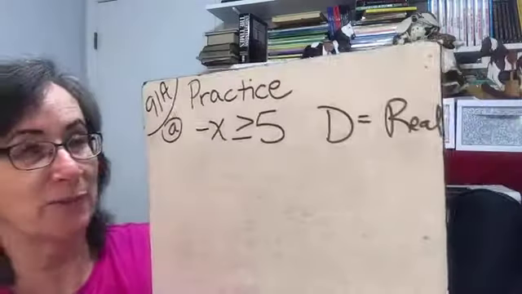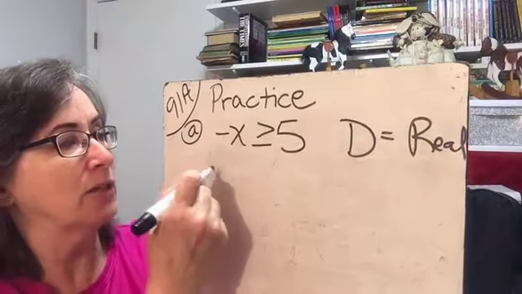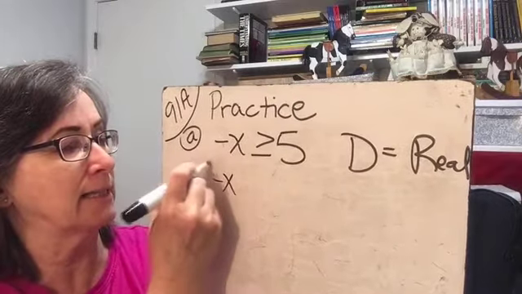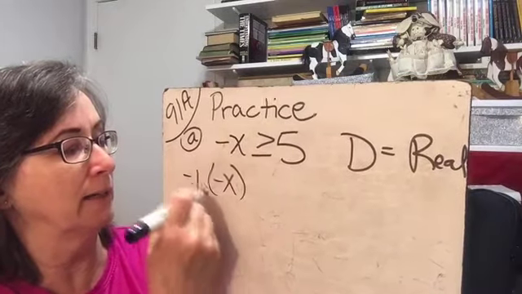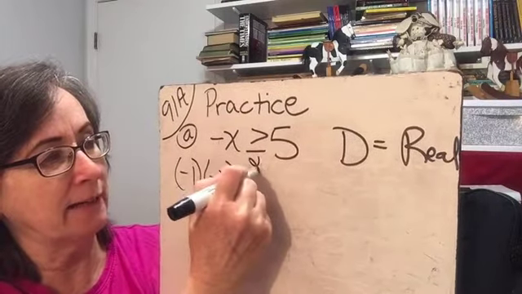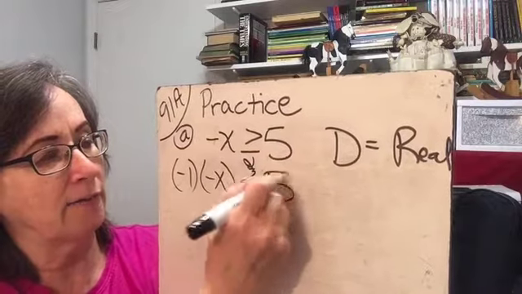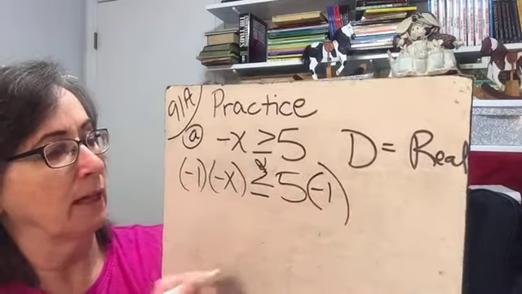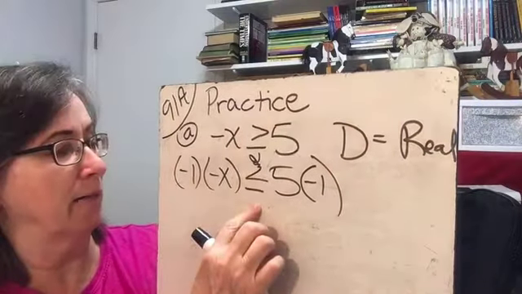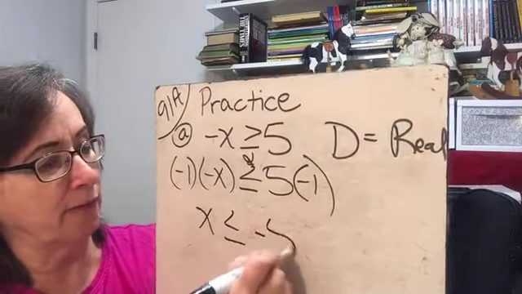All right, so hopefully you did that. We're going to have to get rid of the negative on the x. So we're going to multiply both sides by a negative 1. So negative x times a negative 1. And we're going to have to flip that sign around, so it's going to be less than or equal to 5 times a negative 1. So I multiplied both by a negative 1 and flipped the sign around. So this becomes x less than or equal to negative 5.